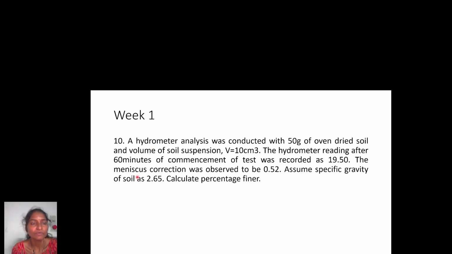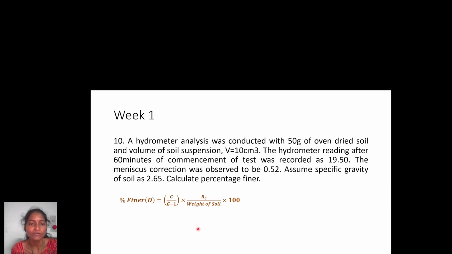And if you come to the 10th question, a hydrometer analysis was conducted with 50 grams of oven-dried soil and a volume of soil suspension of 1000 cubic centimeters. The hydrometer reading after 60 minutes of commencement of the test was recorded as 19.50. The meniscus correction was observed to be 0.52. Assume the specific gravity of soil as 2.65. Calculate the percentage finer. In order to calculate the percentage finer, we know this is the formula.